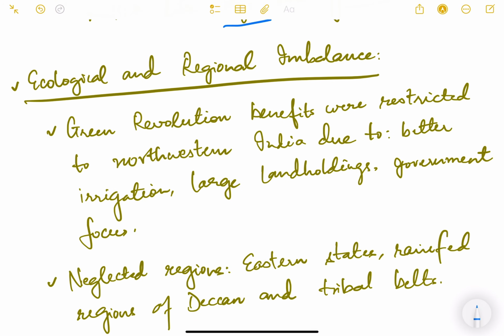Ecological and regional imbalance also happened, obviously, because if there is monoculture, diversity is not there, lot of chemical fertilizers are being used. So ecological damage will also happen, imbalance will happen. Regional imbalance will also happen because some states adopted these high yielding varieties, whereas it did not become successful in other states. So green revolution's benefits were restricted to northwestern India due to better irrigation, large land holdings and government focus. It was not so much in eastern India, not so much in southern India also.